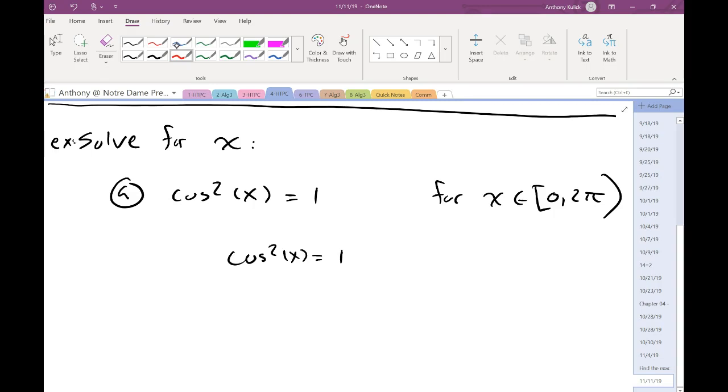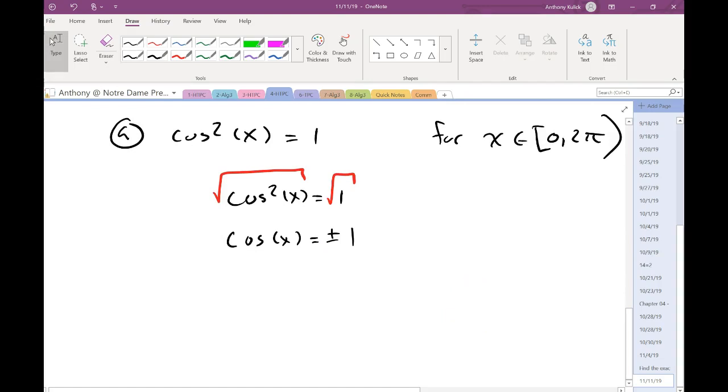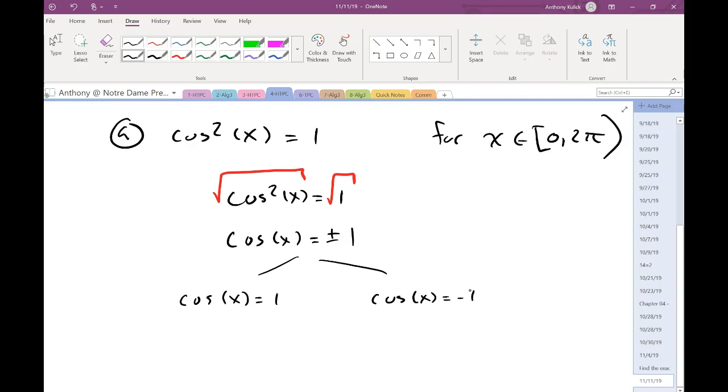Maya? Yeah, good. Square root both sides to get rid of the squared. Now, when we square root both sides, what's going to happen? Yeah, I get a plus or minus. And obviously, the square root of 1 is just 1. So really what I end up with is 2 separate equations here. Everybody okay with that?